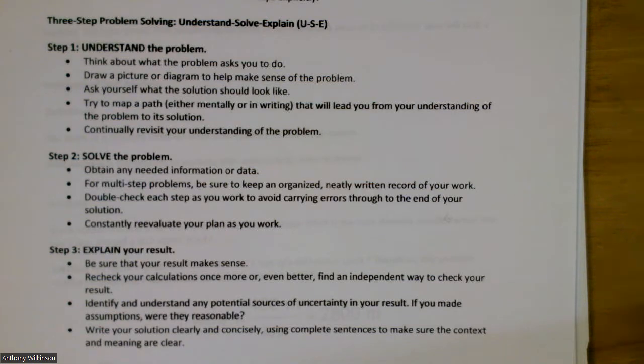And then the final step, step number 3, is to explain your result. That is to be sure that your result makes sense. You want to make sure that your answer does coincide with what they're asking for you to do. You don't want to get an answer that's way different from what they're asking for. Also, recheck your calculations once more. Even better, find an independent way to check your results.